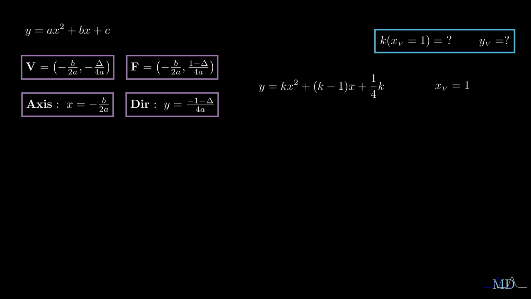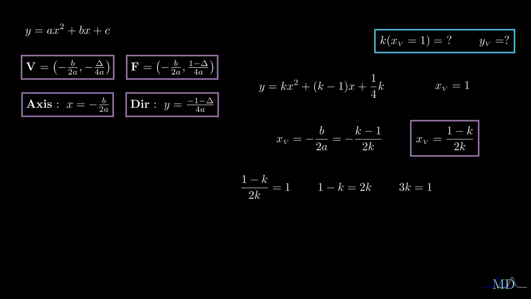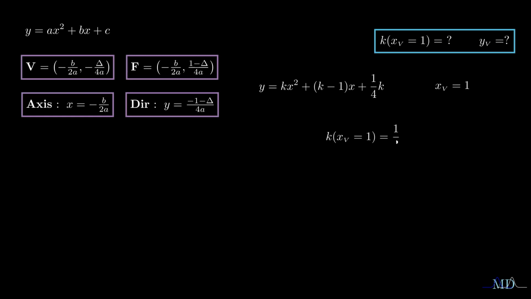We know that the abscissa of the vertex of a parabola is equal to minus b over 2 times a. From the equation we know that b equals k minus 1 and a equals k. Therefore xv equals 1 minus k over 2 times k. This quantity must be equal to 1. So we get that 1 minus k equals 2 times k. Therefore k equals 1/3.